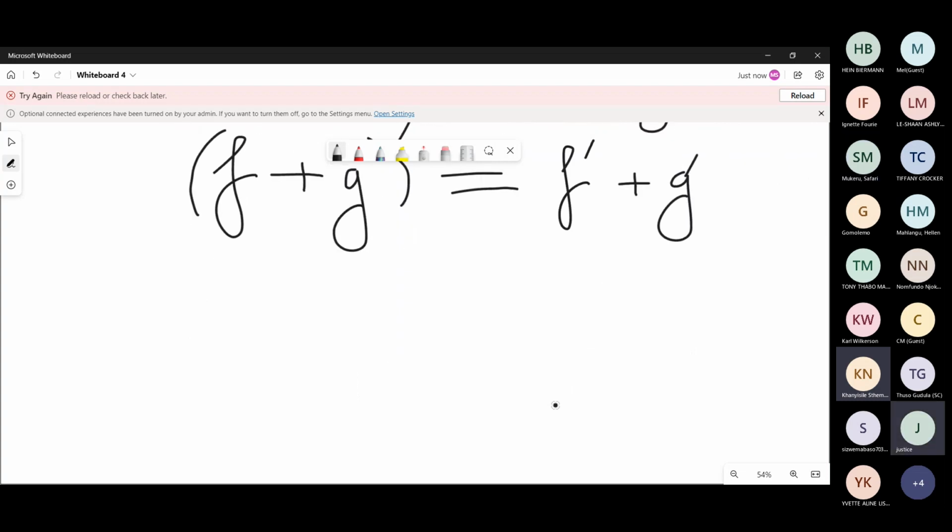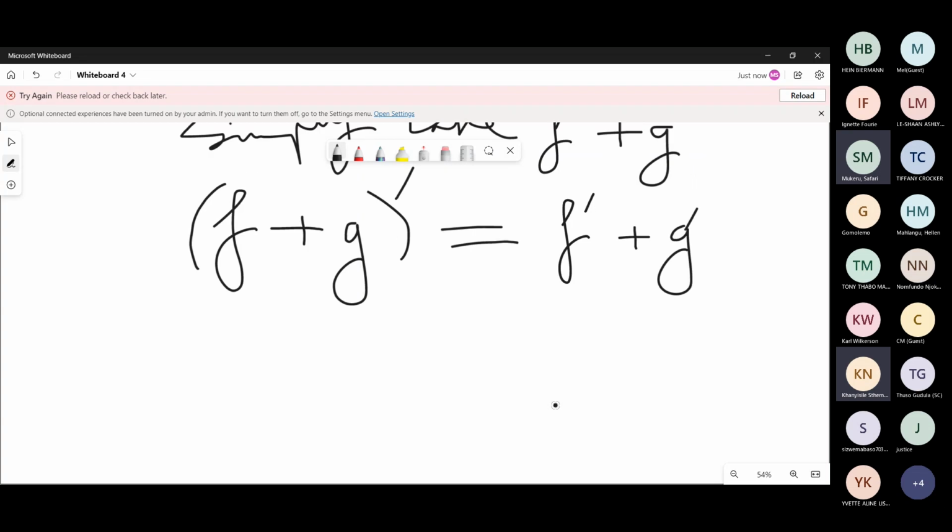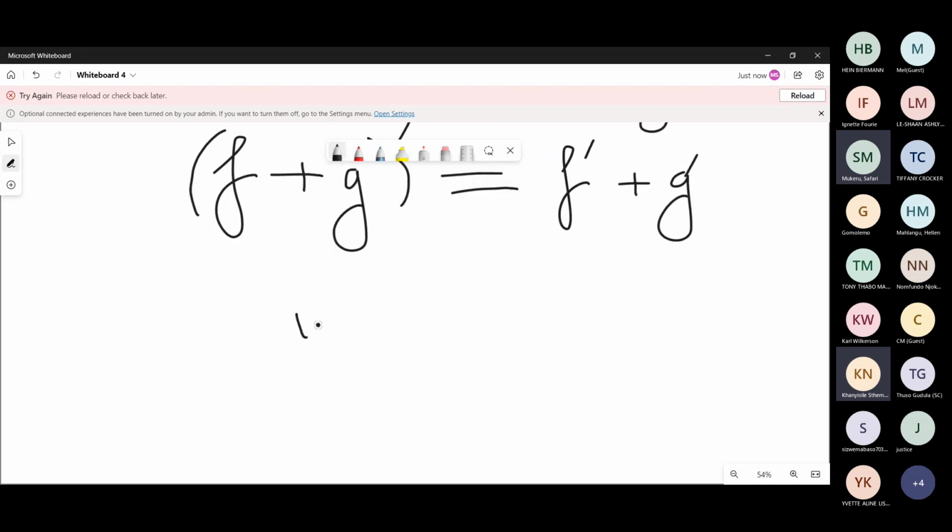On my side, I think so. Yes, good. Okay, it will come. I think you will understand it very clearly. Let's take now another example: a constant, a function which is a constant. What is the derivative of a constant?